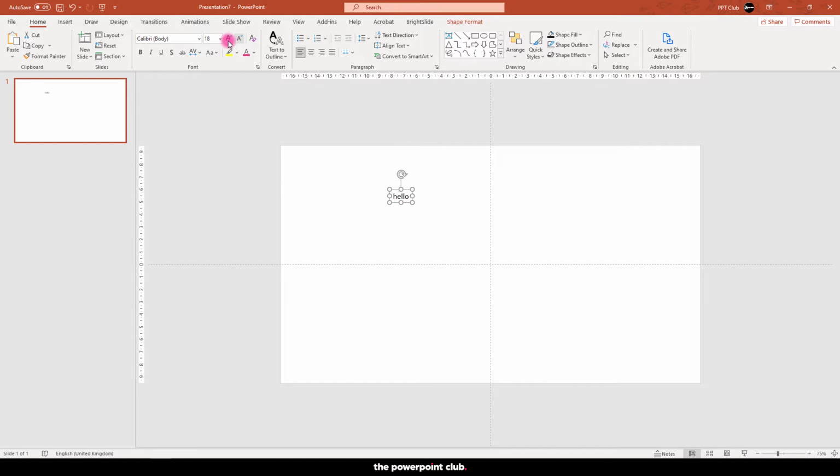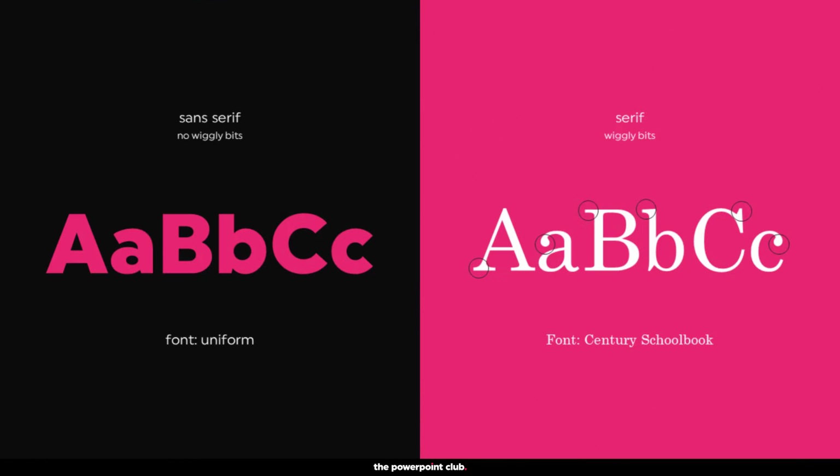I'm using a font called Uniform, but most sans serif fonts will work. You just want something that's easy to read. A sans serif font just means a font without the wiggly bits on the end. A serif font could be Times New Roman, while a sans serif font could be Arial. Sans without the wiggly bits.